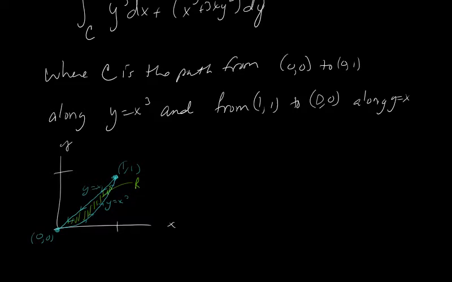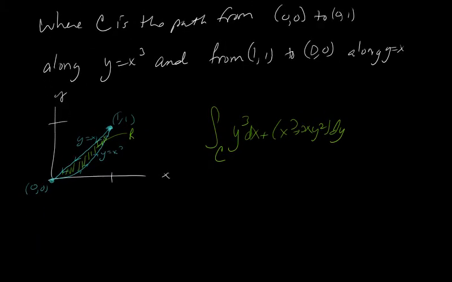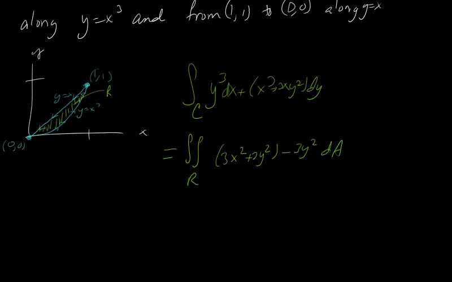So then what we have to do is integrate over this curve C, where M is y cubed dx and N is x cubed plus 3xy squared dy. According to Green's theorem, this is equal to the double integral over R of 3x squared plus 3y squared minus 3y squared dA. We get some lovely cancellation here, so this comes out to be the double integral over R of 3x squared dA.